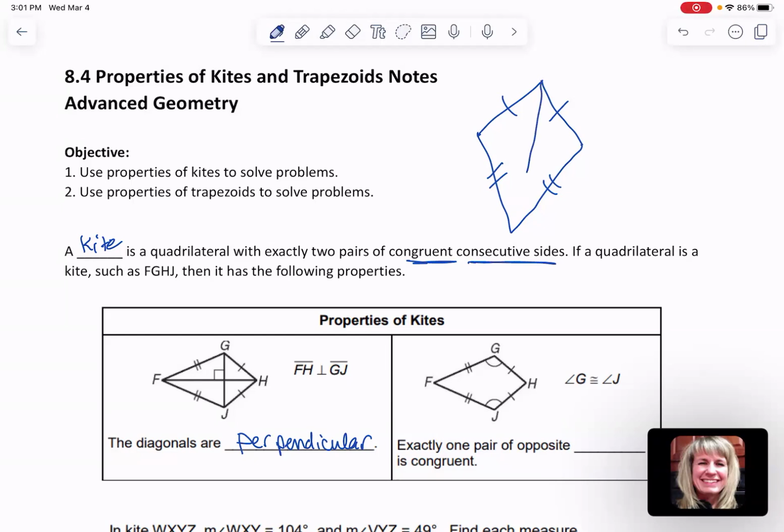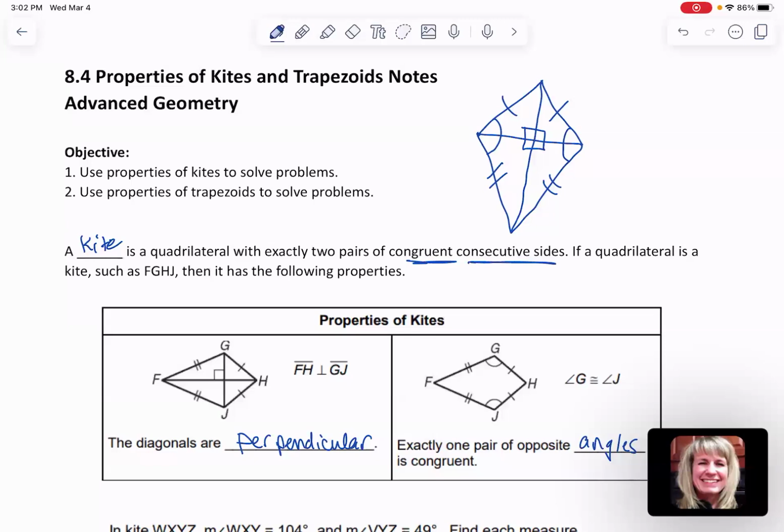So on this kite up here, the diagonals will be perpendicular. They form four right angles right there. Also, exactly one pair of opposite angles is congruent. So this set of angles here will be congruent to this set of angles here.